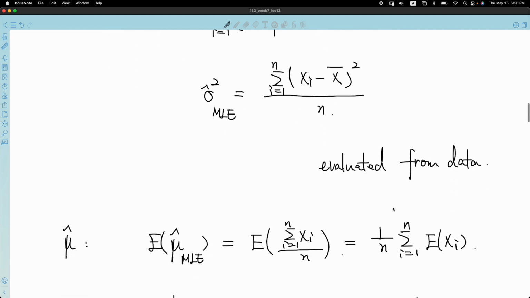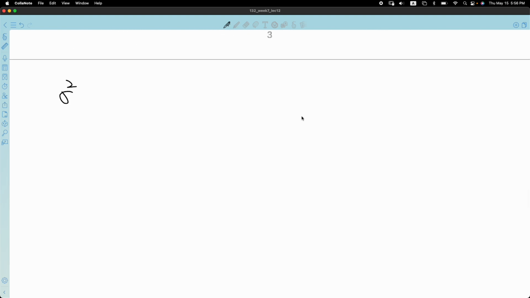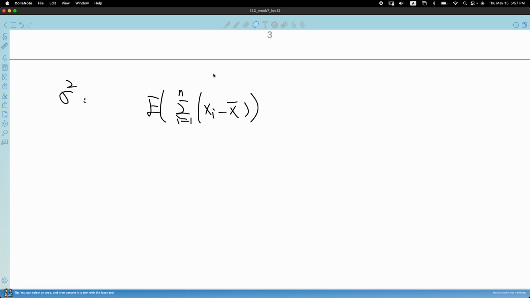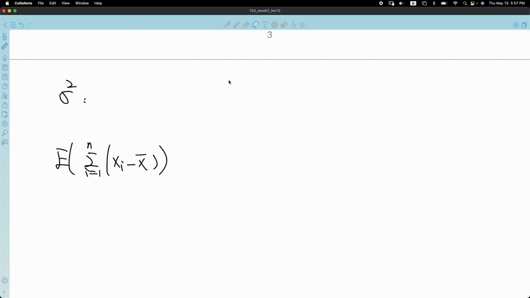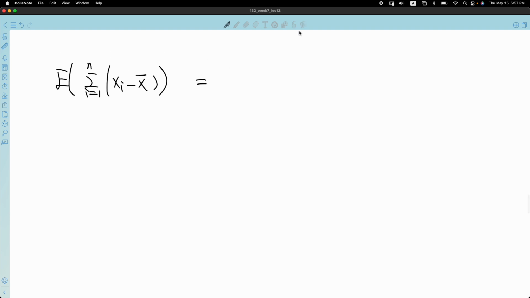Okay, so now let's focus on the numerator of this expression here, and find the expected value for that. So we need to get the expectation of the summation from 1 to n, of (xi minus x bar) squared. To work on this, we are going to apply the same trick that we did before, since there's a square here.